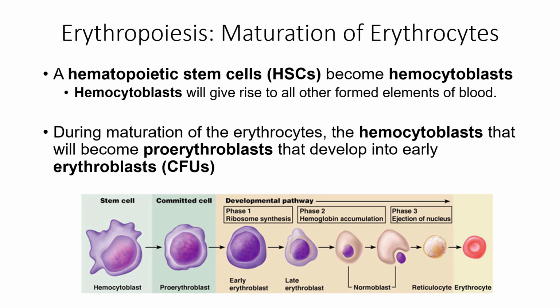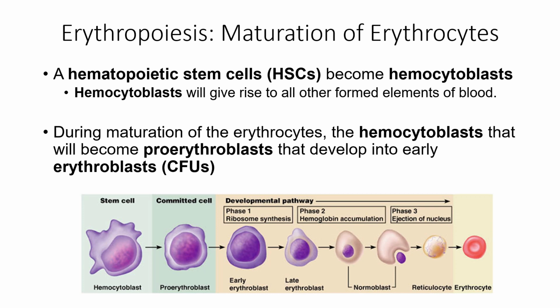You remember from last semester, osteoblast meant a bone building cell. Hemocytoblasts, meaning the cells that are going to give rise to all of the other formed elements of the blood: erythrocytes, leukocytes, and thrombocytes, aka platelets.